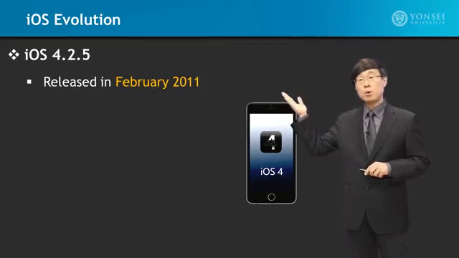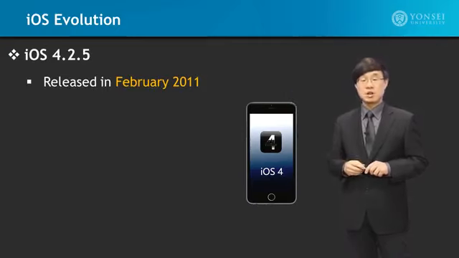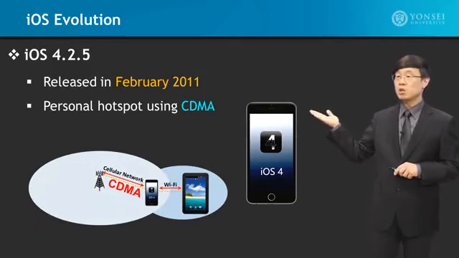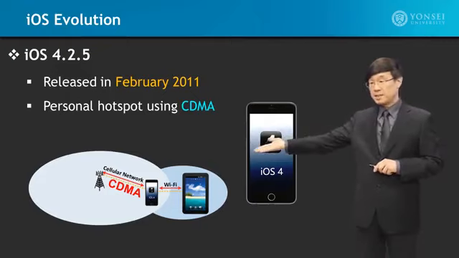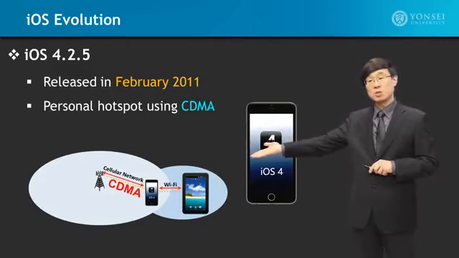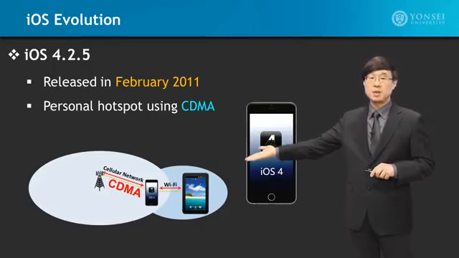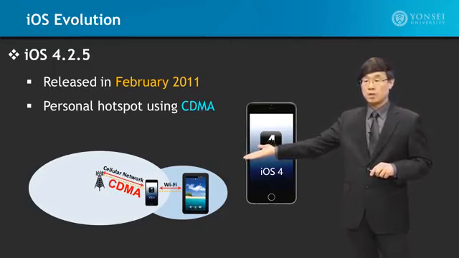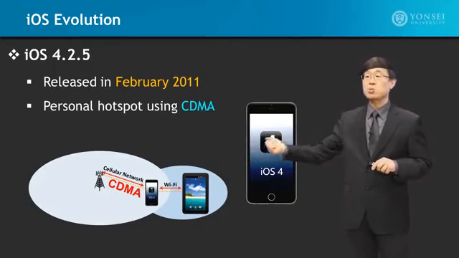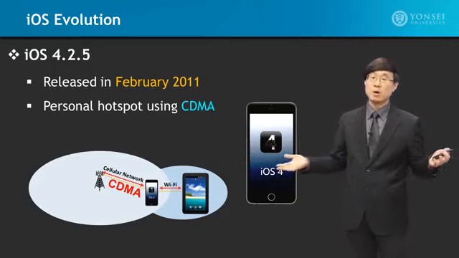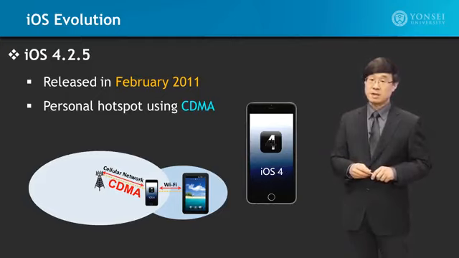iOS 4.2.5 was released in February of 2011, and it included personal hotspot using CDMA technology. This means that you could create a hotspot using your iPhone, where you're connected to 3G mobile communication CDMA technology through the mobile communication network via the base station, and use Wi-Fi to expand your network and serve as a hotspot itself.